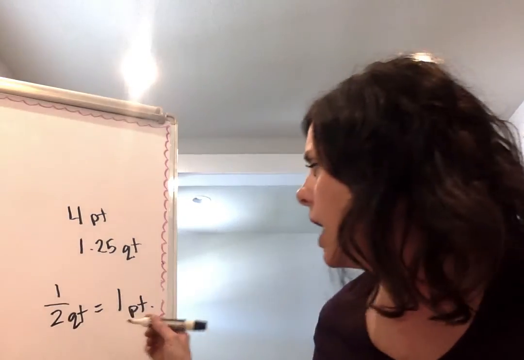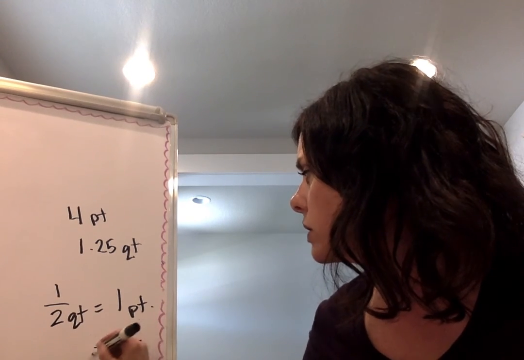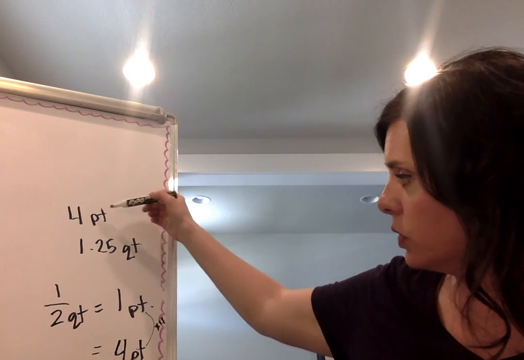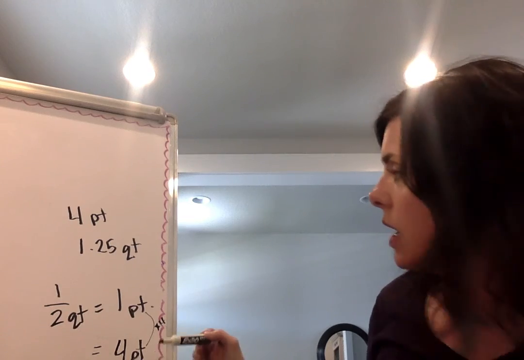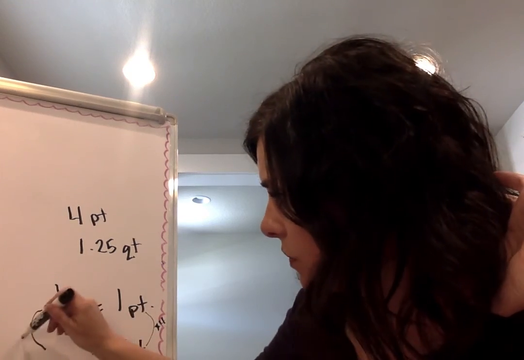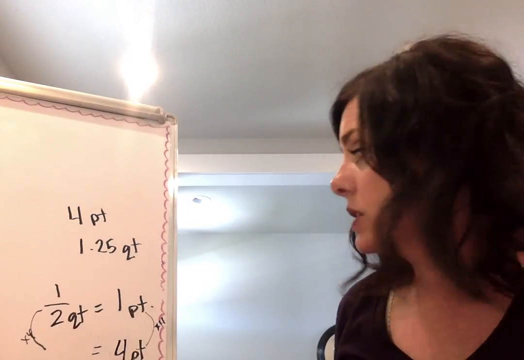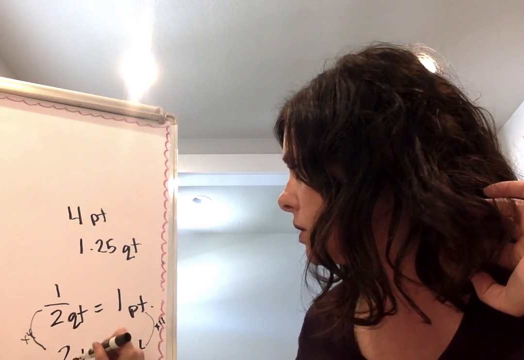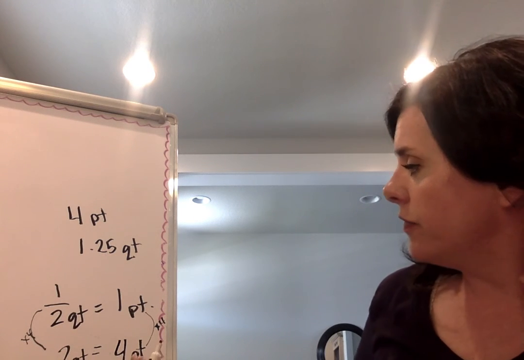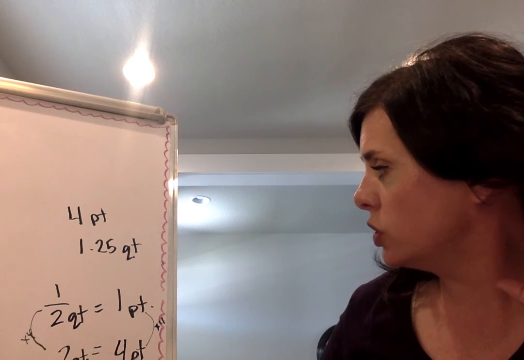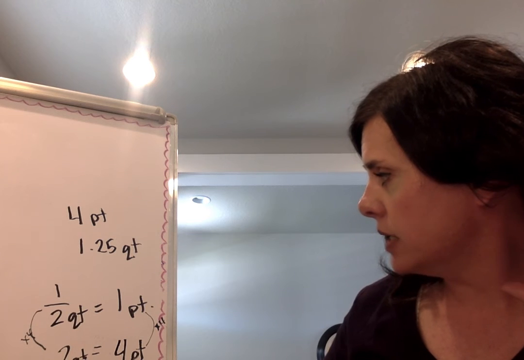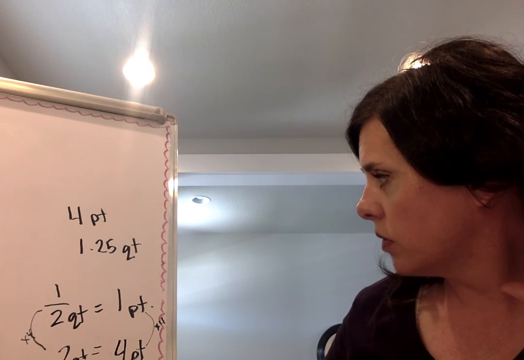4 pints equals how many quarts? Okay. Well, I would do times 4 because I'm going from 1 pint to 4 pints, right? And I want to know how many quarts that is. So a half of a quart times 4 is 2 quarts. So I have 4 pints equals 2 quarts. I'm just making sure that I did that correctly. Yes, okay.